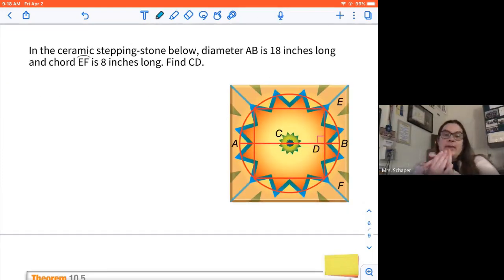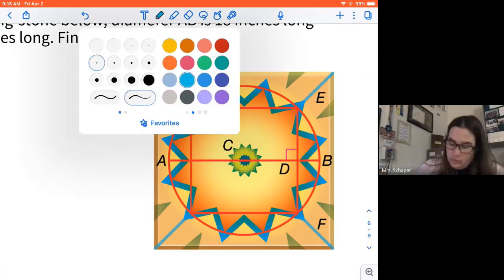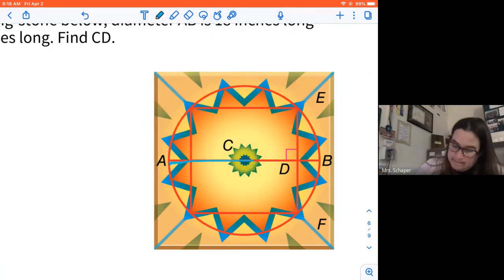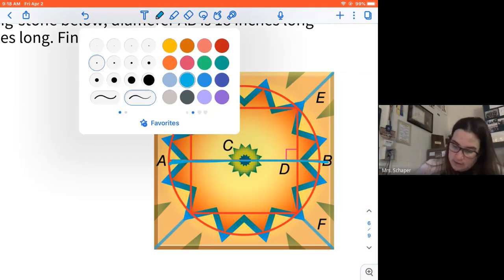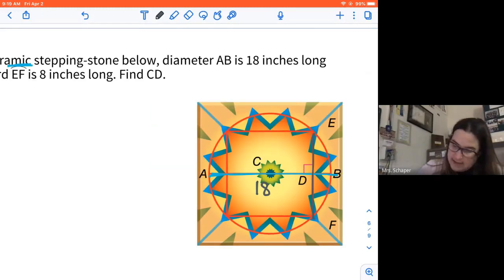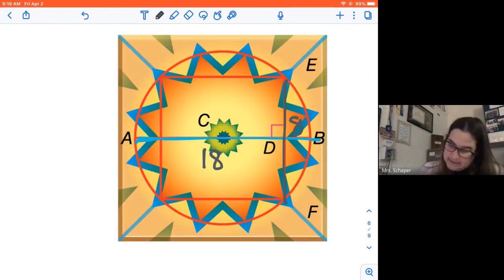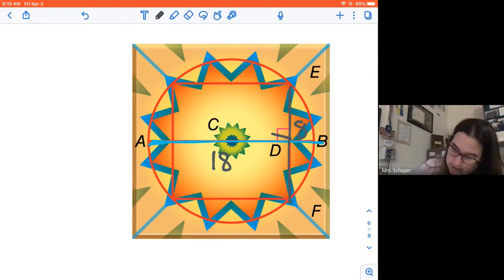All right, here we go. We have a ceramic stepping stone. The diameter is AB, and that's 18 inches long. And the chord EF is 8 inches long. Find CD. Ooh, I like this. Okay, here we go. So what do we know? We know that AB is 18, and we know that EF is 8. So we want to find CD. This is what we want to find right here.